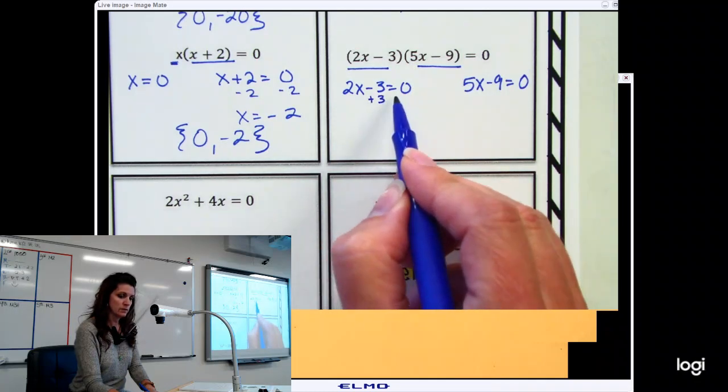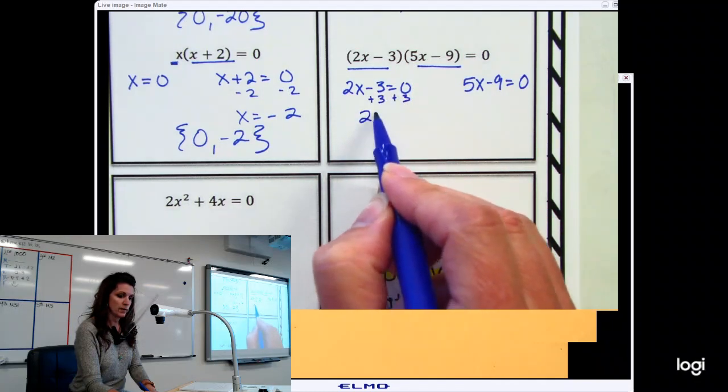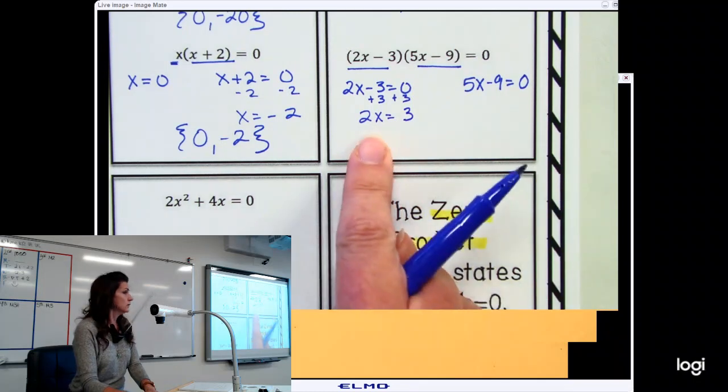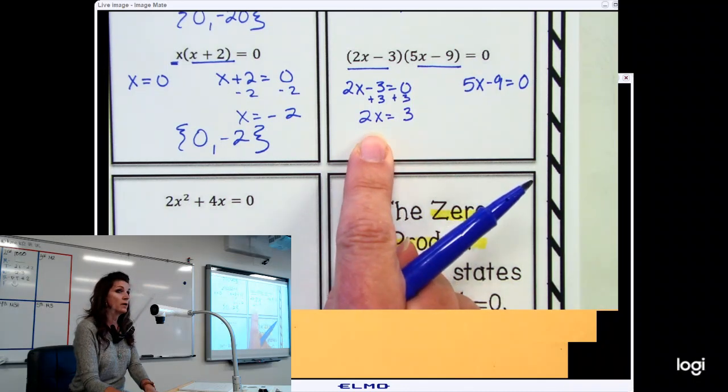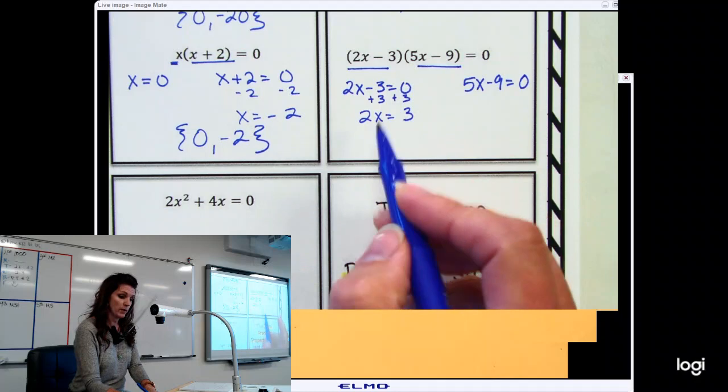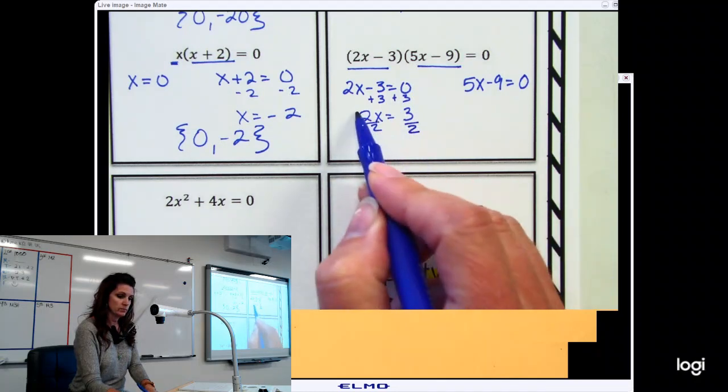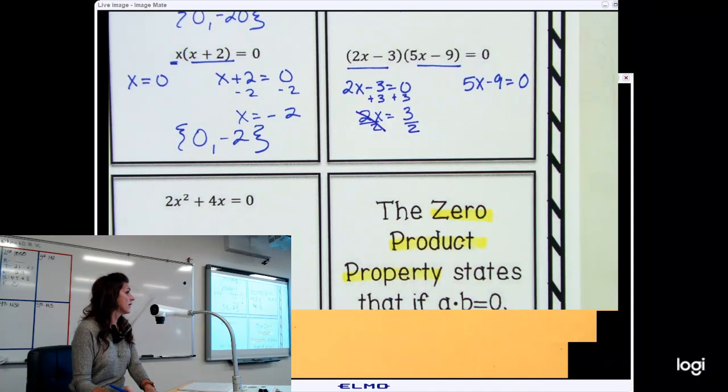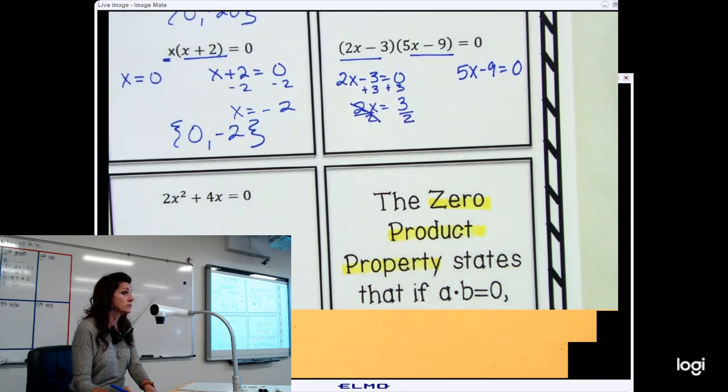Add 3. 2x equals 3. What do I need to do to get the x alone there? Divide by 2. Divide by 2. So in that case, I have x equals 3/2.